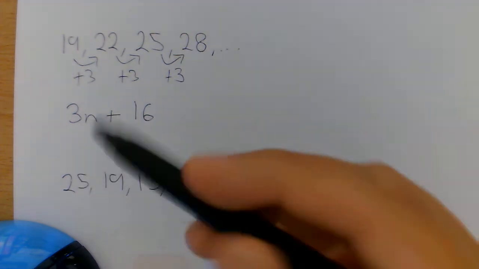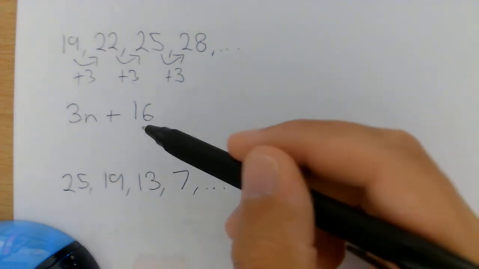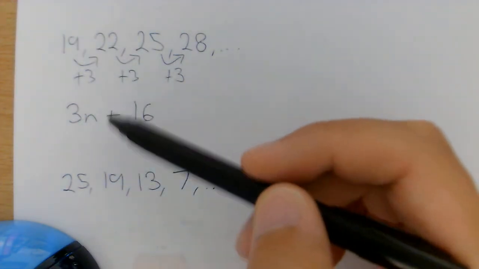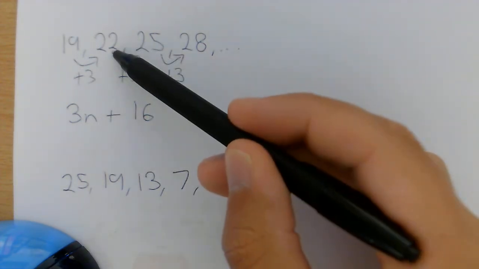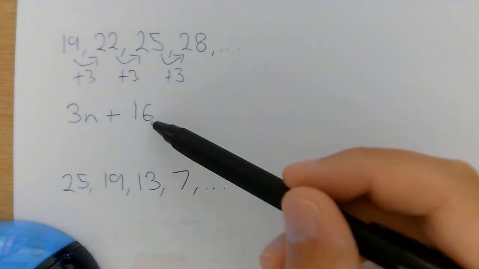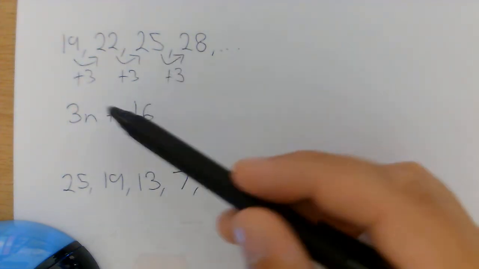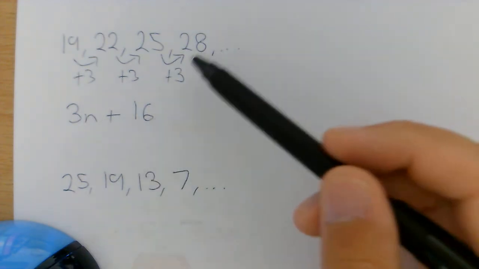Again, we could check. So if we replace this n with a 1, we do 3 times 1, which gives us 3. Add 16, gives us 19. 3 times 2 gives us 6. Add 16, gives us 22. 3 times 3 gives us 9. Add 16, gives us 25, and 3 times 4 equals 12, add 16 gives us 28.